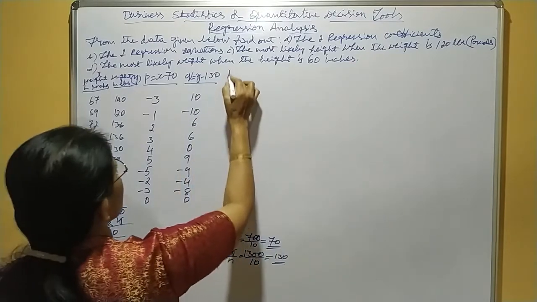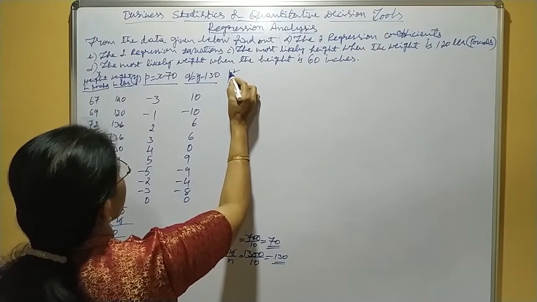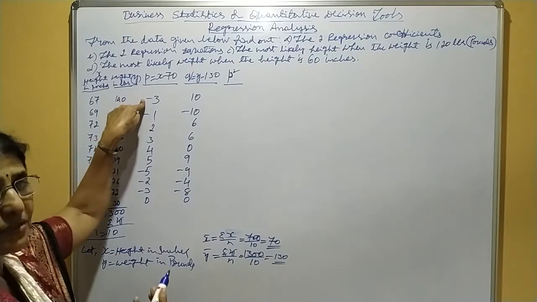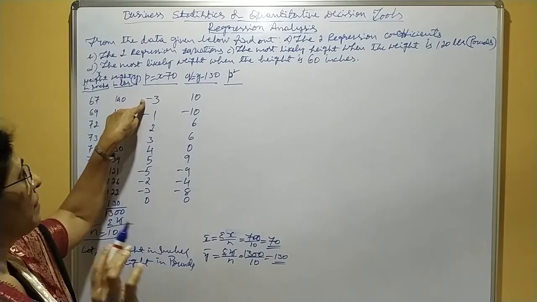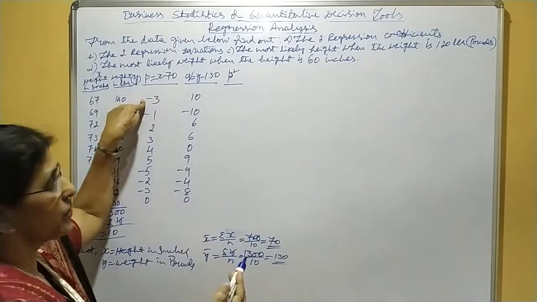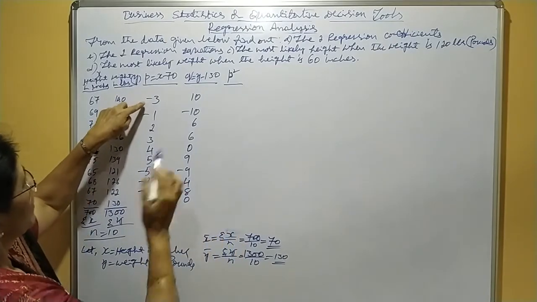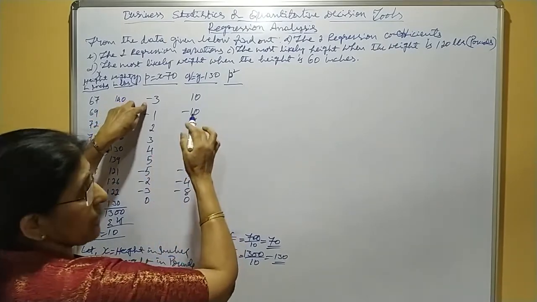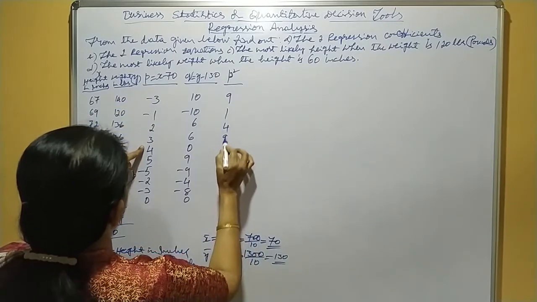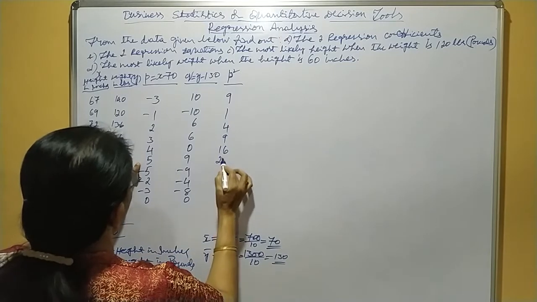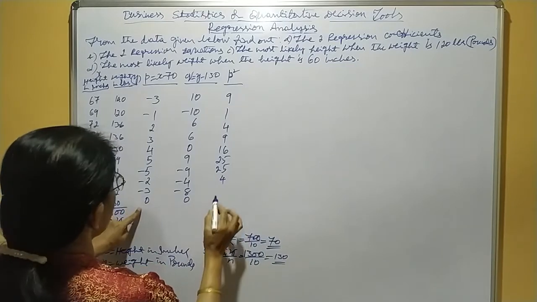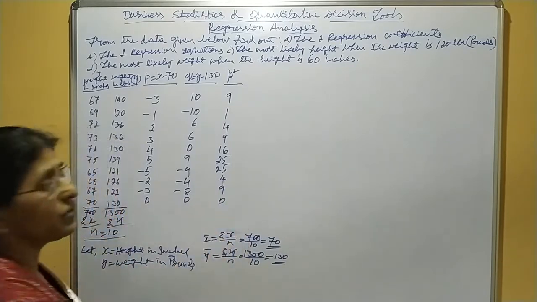Next we have to take P square. P square means what? P into P. Here even though P value is with minus sign, P into P means minus 3 into minus 3, minus into minus will become plus. That must be known to you. Just go on and take the products. That is 3 into 3, 1 into 1, 2 into 2, 3 into 3, 4 into 4, 5 into 5, minus 5 into minus 5, minus 2 into minus 2, minus 3 into minus 3, 0 into 0.